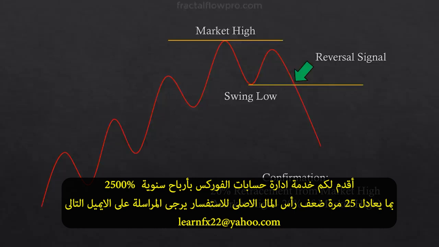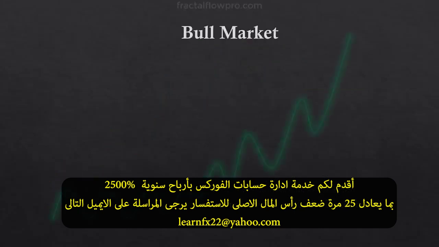We'll also observe some important problems with the reversal signals and reversal confirmations. Bull and bear markets have 3 distinct phases each. Let's begin first by looking at the different phases of a bull market. The first phase of a bull market is called accumulation.